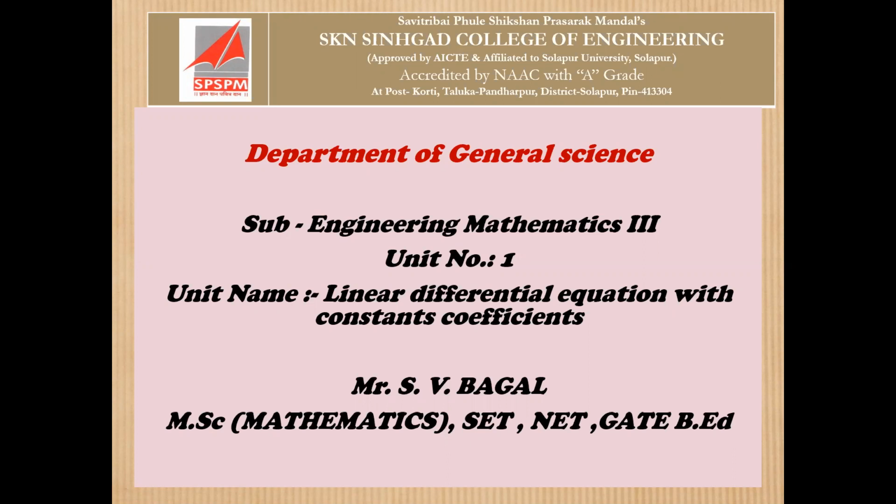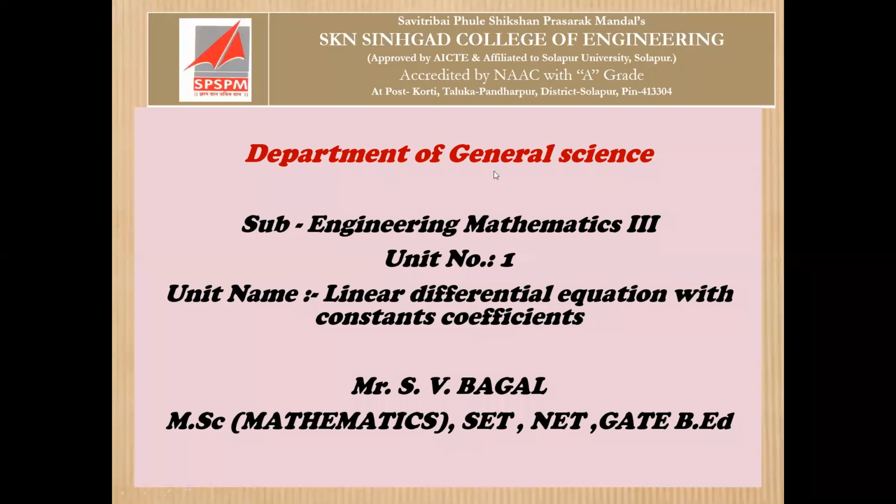If the equation has roots m1, m2 up to mn, then the complementary function can be written as c1 e raised to m1x plus c2 e raised to m2x plus c3 e raised to m3x, and so on, up to cn e raised to mnx.